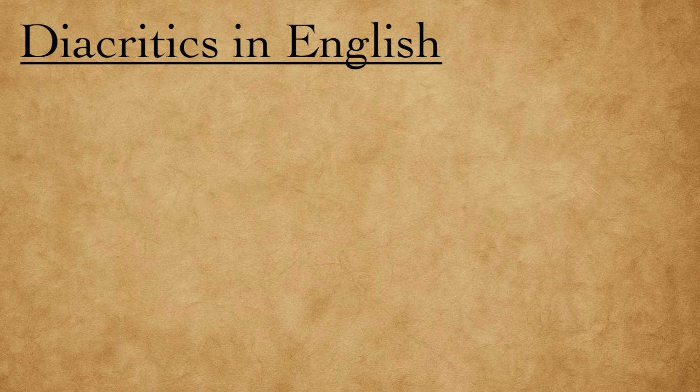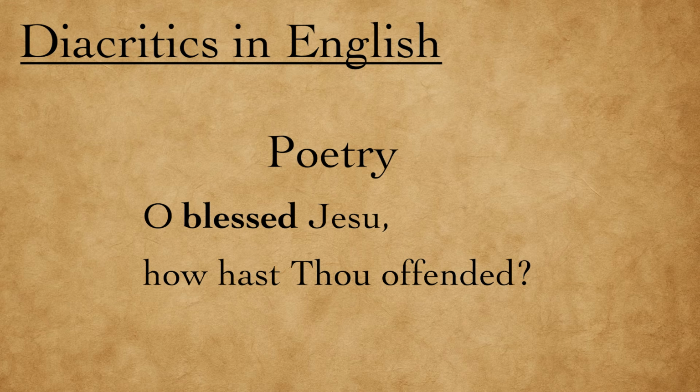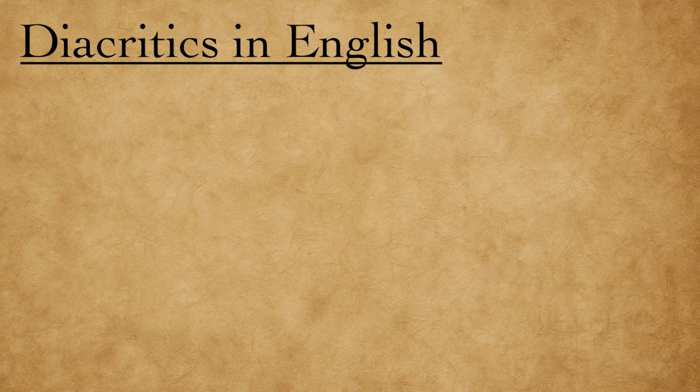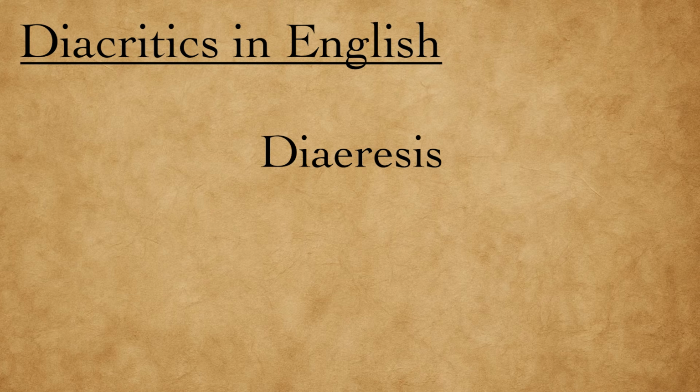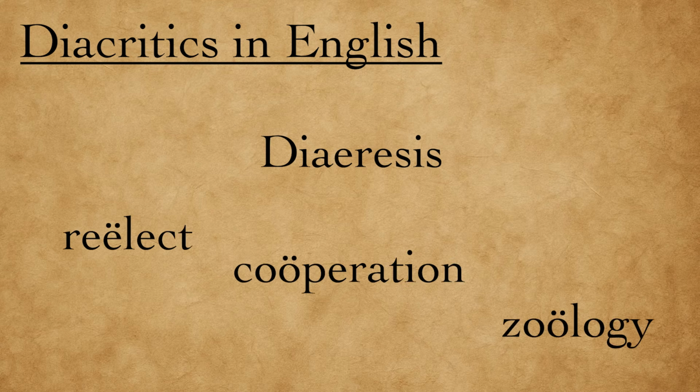There are in fact several special case scenarios where diacritics are utilised, though they are becoming more obsolete. In poetic contexts, where certain words should be pronounced with an extra syllable, an acute accent is often used, turning blessed into blessèd. In other words, where there might be confusion between syllables, a diaeresis is sometimes used to indicate the vowel starting a new syllable. Examples include reëlect, coöperation, and zoölogy.